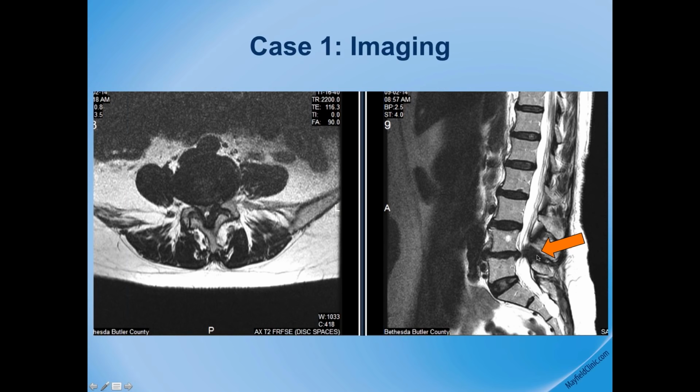Right here where our orange arrow is pointing, we see that white is cut off by a combination of a black disc herniation as well as this black area which represents thickened ligament. So between L4, lumbar number 4, and L5, she has severe spinal stenosis. If we look over on the left-sided image, this is a view inside her spinal canal. We'd really like to see a big white circle here, but instead we see all these gray blobs huddled together, and that's where the spinal canal is compressed.